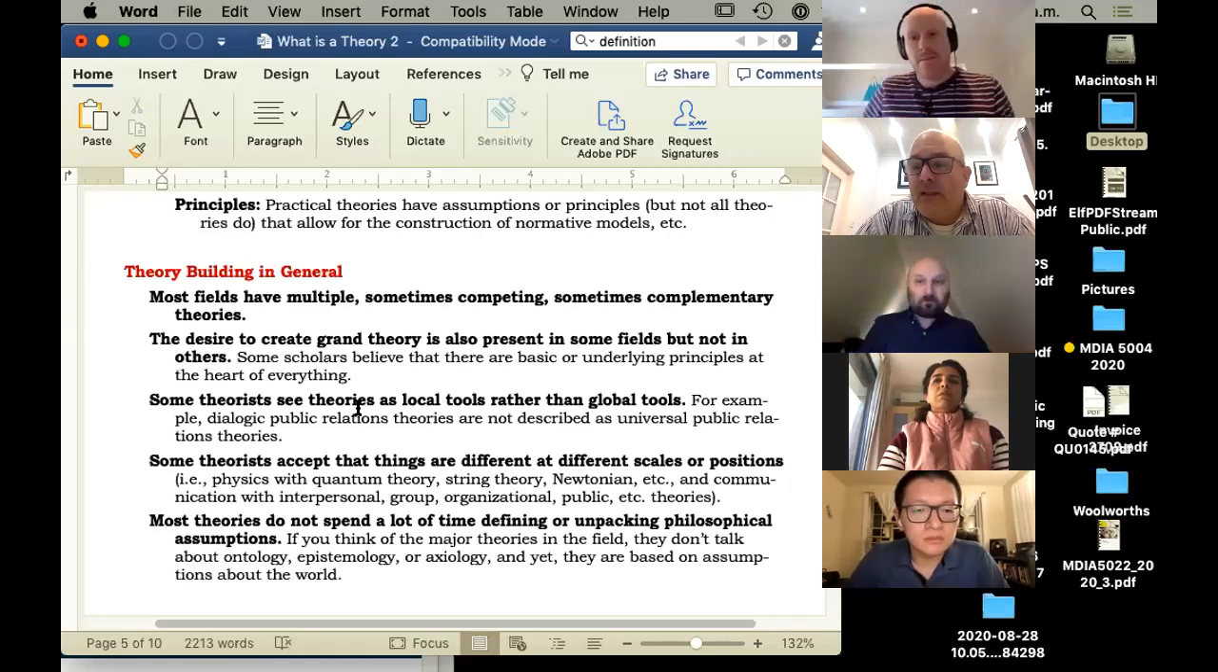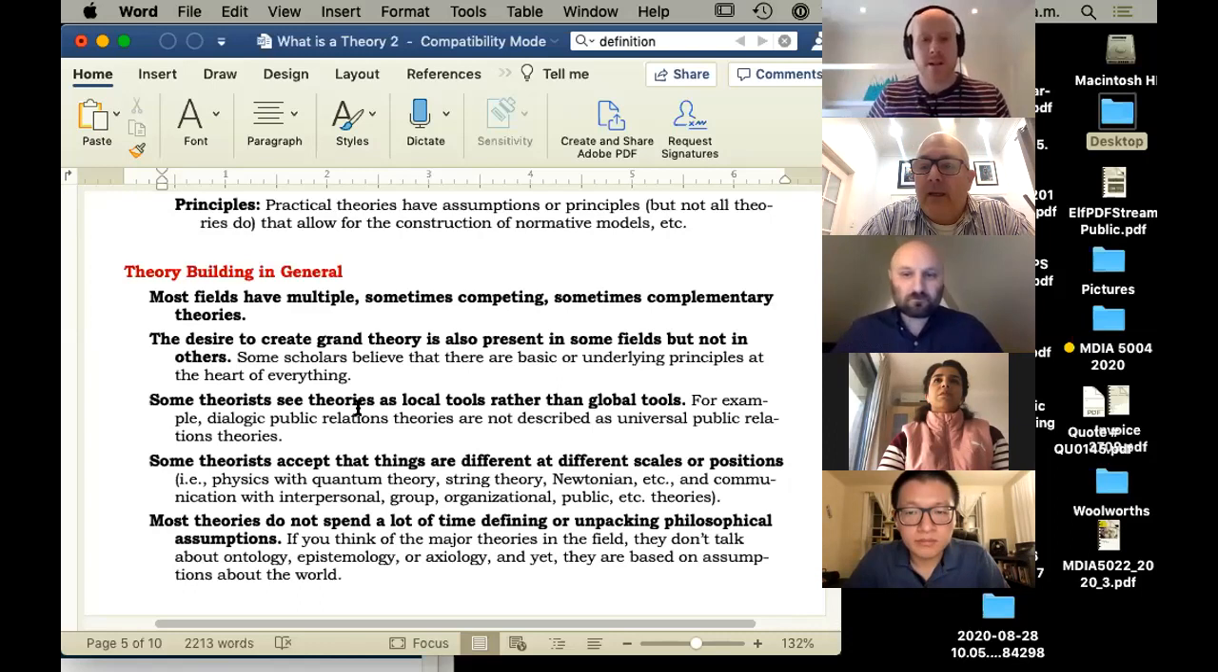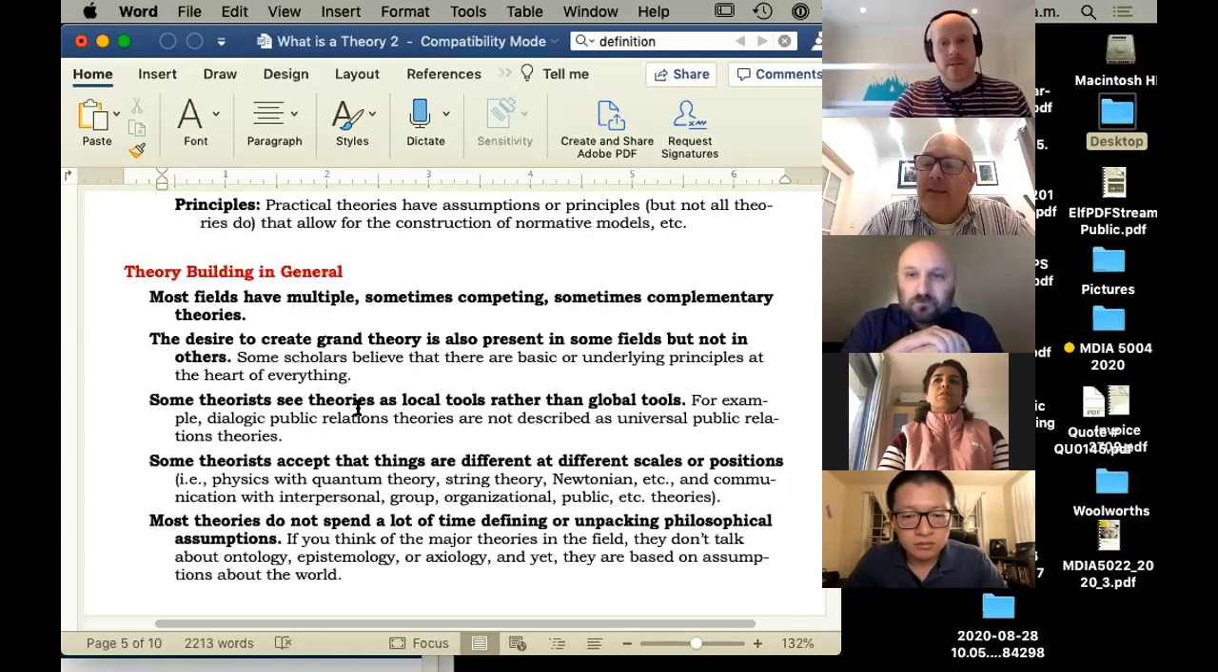So in the case of physics, quantum theory isn't reconcilable yet with our existing theories. And string theory may explain the world, but it may not explain the world. We still haven't decided on that. So the sense that a theory has to be the one theory is not something that most fields accept. The desire to create grand theory is present in some fields, but not in others.